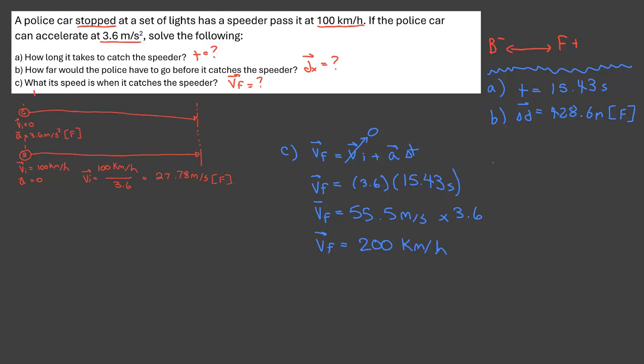So pretty fast. A pretty good multi-step 2-object kinematics problem here.